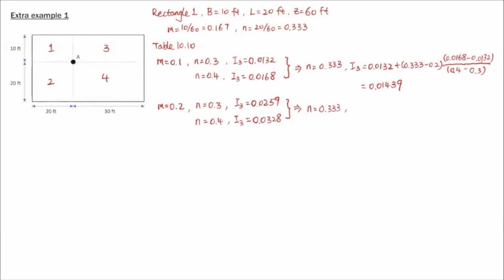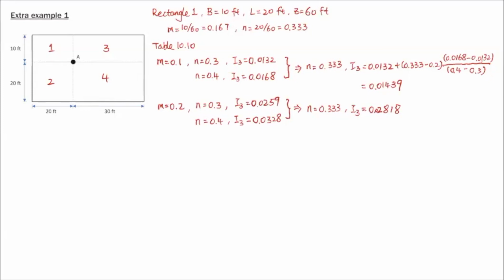And I'm not going to write that equation again. Basically, it's the same linear interpolation equation, just replace the n and I values. So I3 this time is 0.02818. So that's the I3 value, 0.02818.